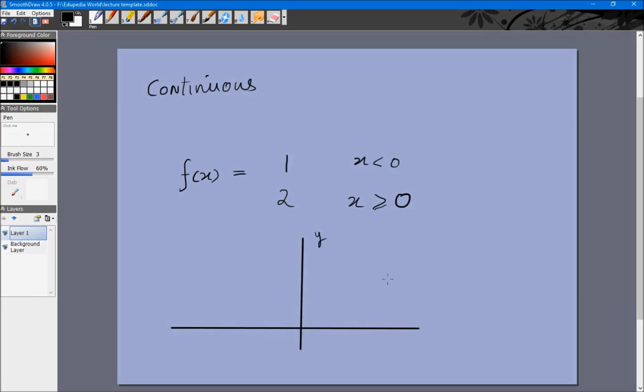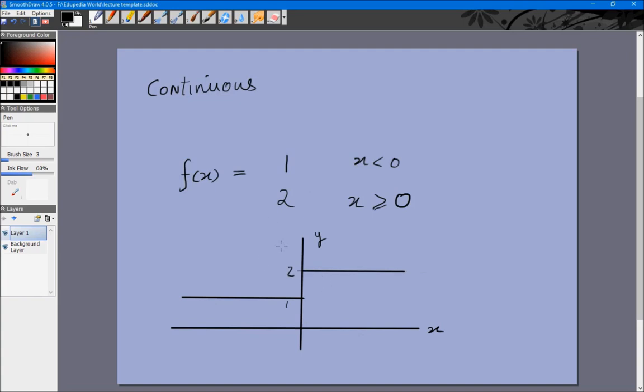This is y, this is x. For x less than 0, f(x) is always 1, right? Let's say this is y equal to 1, this is y equal to 2. So this is the function for x less than 0. And for x greater than 0 and equal to 0, f(x) has the value 2. So the graph for x greater than 0, or for the positive x-axis, would look something like this.